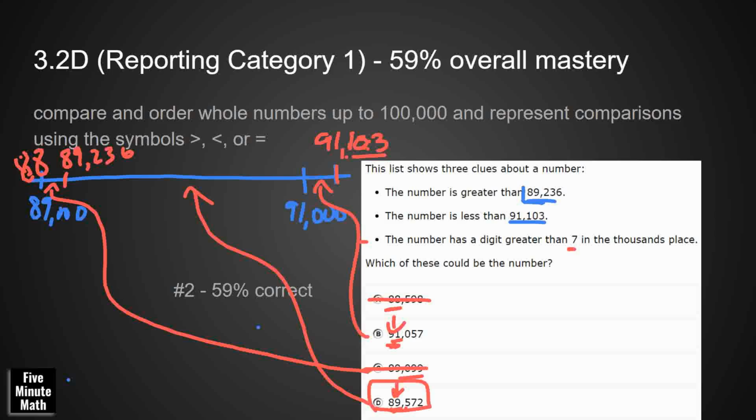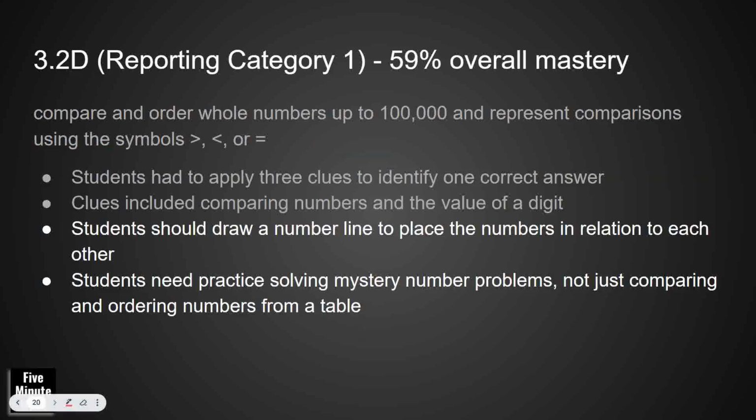So we had to answer these clues, but the best way to do that probably would be to build some type of number line. And you had to compare numbers and you had to use the value of a digit. So they really mixed and matched this one. So have them draw a number line like I did. Place these numbers in space.